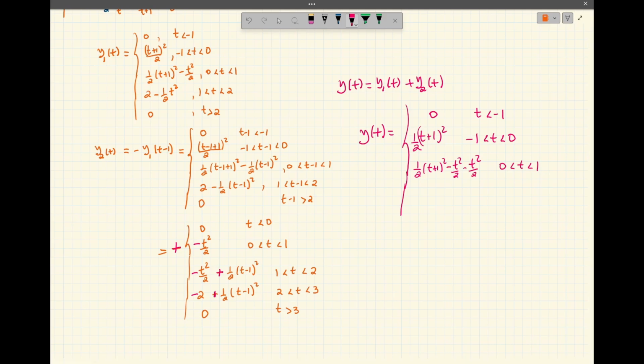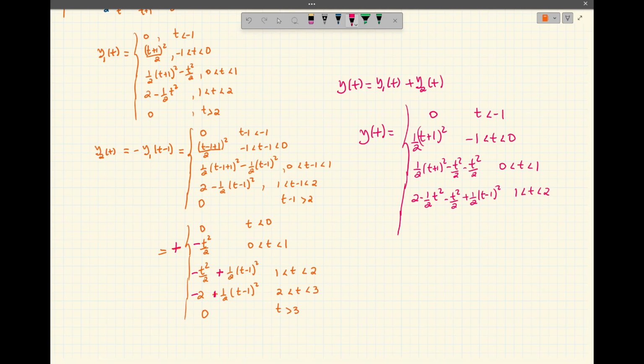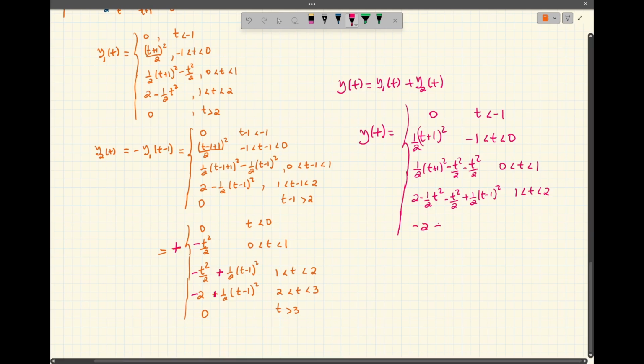and from 1 to 2, we have 2 minus half t square, and y2 is negative t square over 2 plus 1/2 (t minus 1) square, which is for 1 less than t less than 2, and from 2 to 3, y1 is 0, so y2 is -2 plus 1/2 (t minus 1) square, for 2 less than t less than 3, and then it will be 0 when t is bigger than 3.